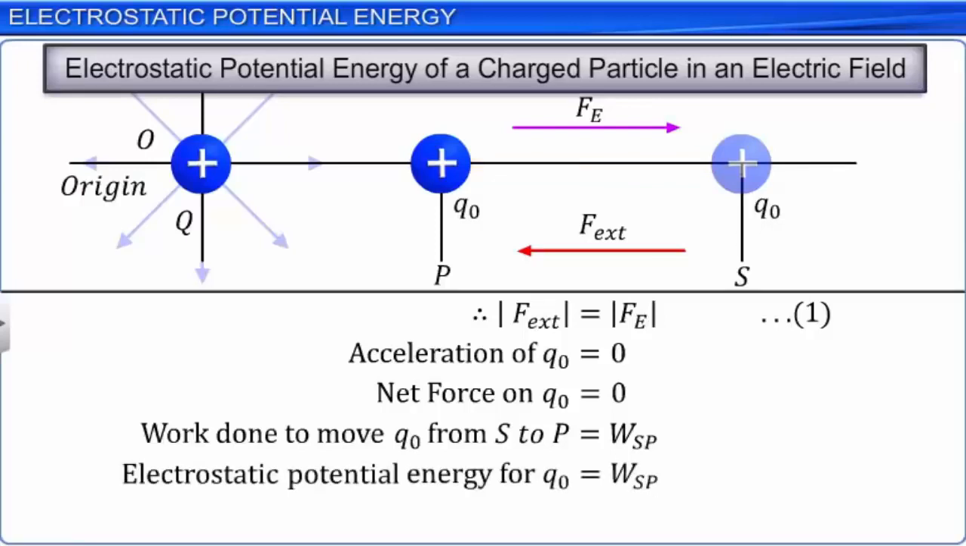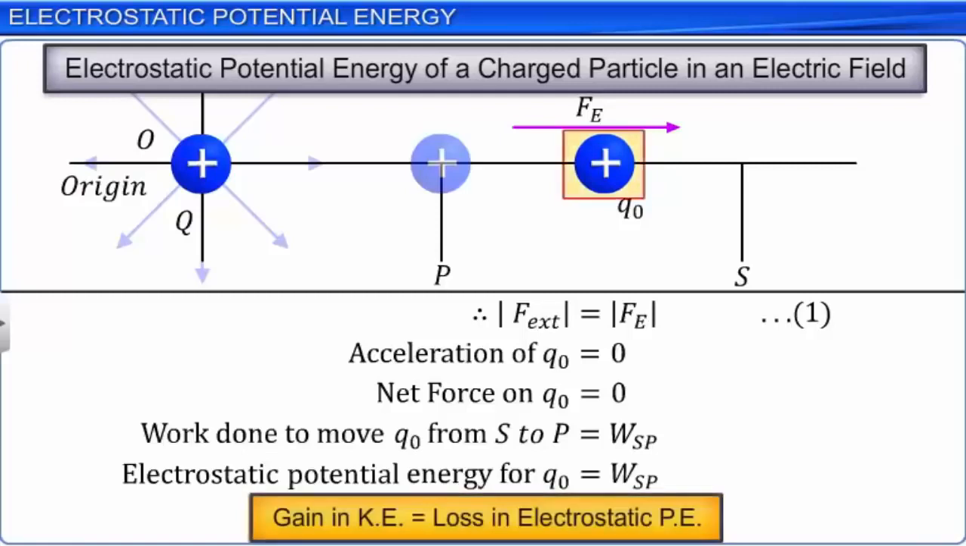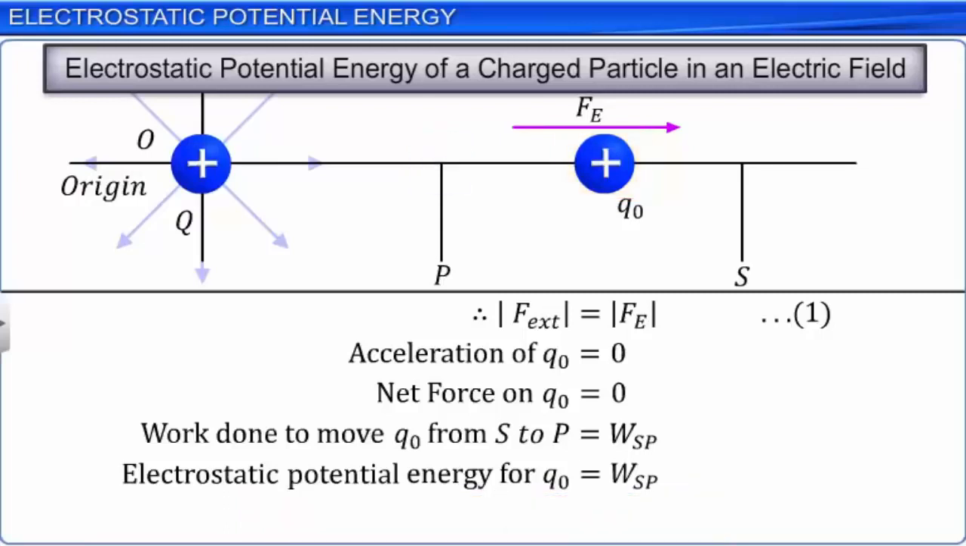If we remove the external force F, then the charge Q0 moves away from Q in the direction of the electric field and gains kinetic energy such that the gain in kinetic energy is equal to the loss in its electrostatic potential energy. The sum of the kinetic and electrostatic potential energies of charge Q0 is always a constant or conserved.